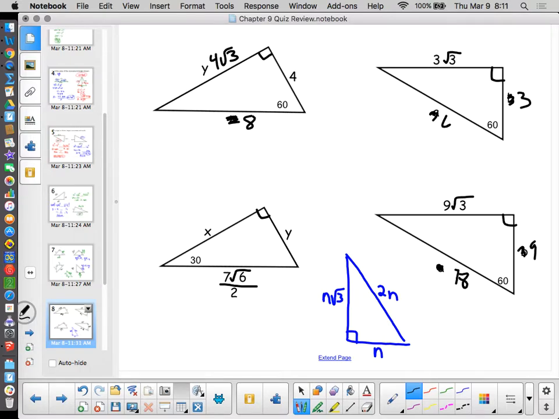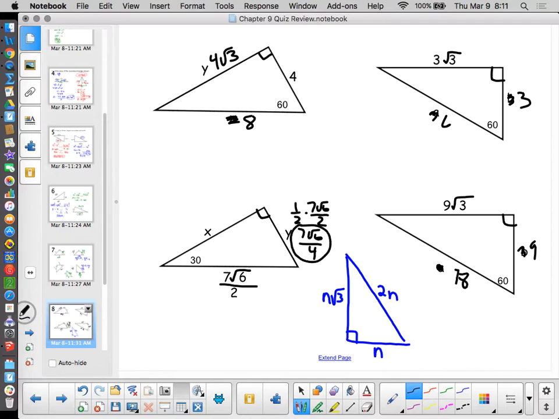The only one that's tricky here is this where I give you 7 root 6 over 2. Ooh. That's kind of a messy one. I give you the hypotenuse. This has to be half of that, doesn't it? Or 1/2 times 7 root 6 over 2. And the 2 times 2 gives me 7 root 6 over 4.